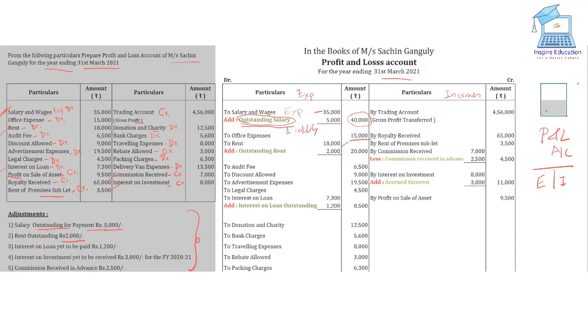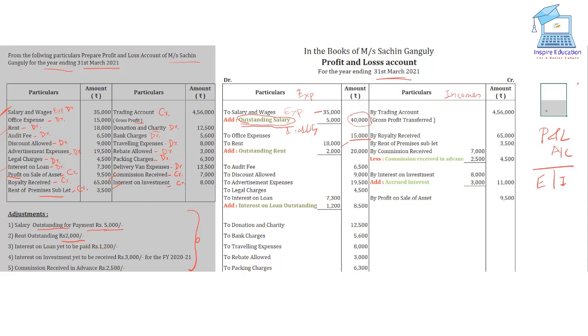So outstanding means what? This 2,000 is the expenses of this year. This year means the year for which we are preparing the profit and loss account, say for the financial year 2021. Then this amount is outstanding. Outstanding means I have not paid, but the business has to pay this amount in the next year.